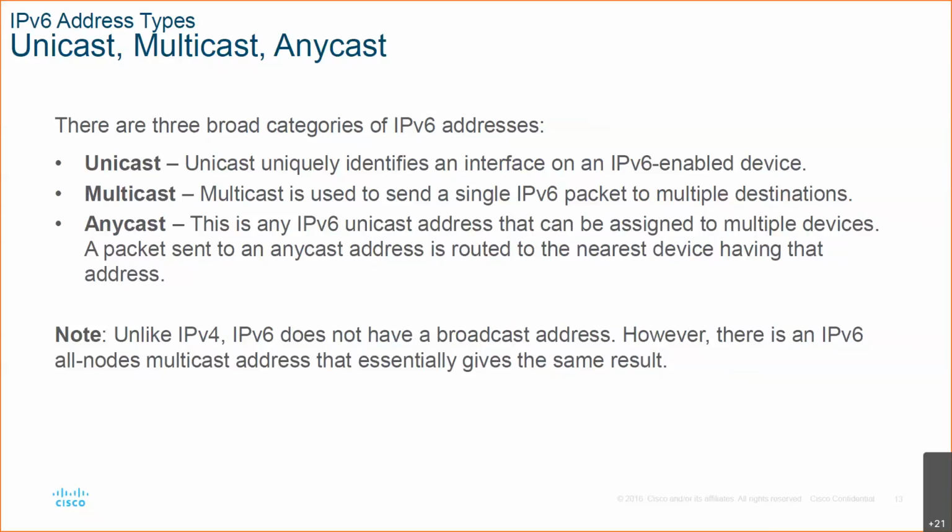We have got 3 kinds of address types in IP version 6: unicast, multicast, and anycast. Remember, in IP version 6, there is no such thing as a broadcast address. You can simulate a broadcast address by creating an all-nodes multicast, which is exactly the same thing. But there is no actual broadcast address per se.